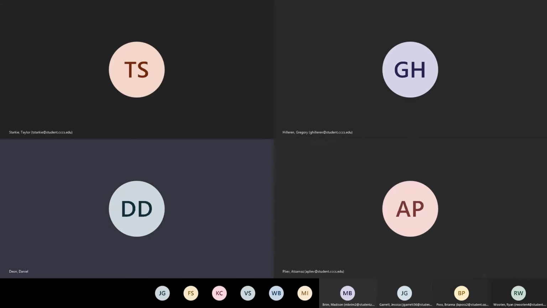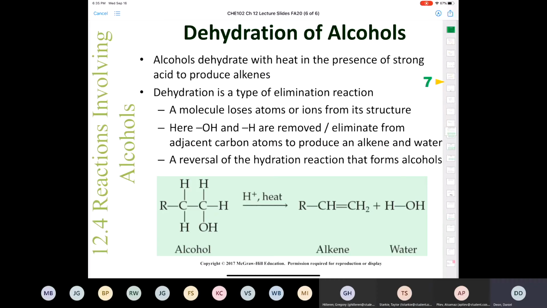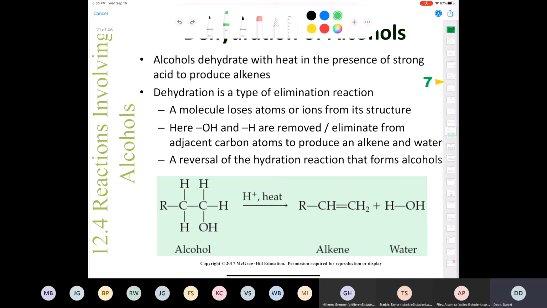Okay, let's get restarted here and talk about the dehydration of alcohols. And dehydration is exactly what you would think it is: it is removing water from an alcohol. And what happens when you remove water from an alcohol? You end up producing a functional group that you're familiar with, which is an alkene. So if you think about it, hydration of an alkene produces an alcohol, and the dehydration of an alcohol produces an alkene. So they're kind of the reverse of each other.